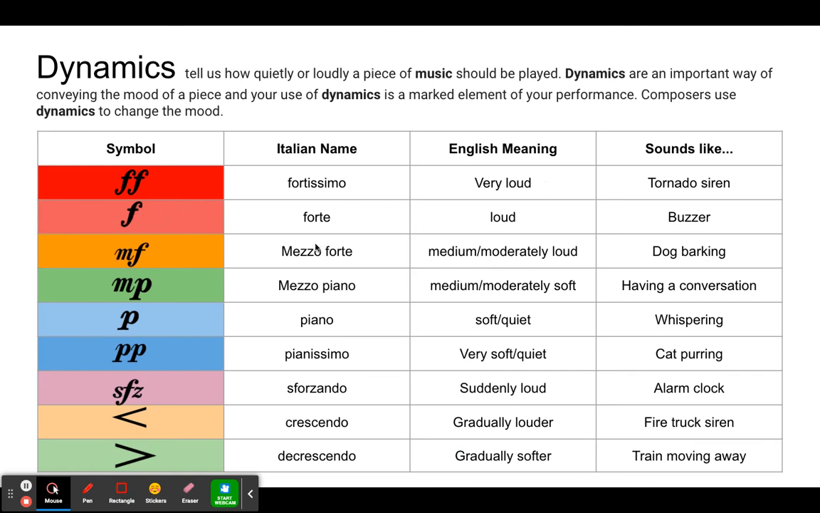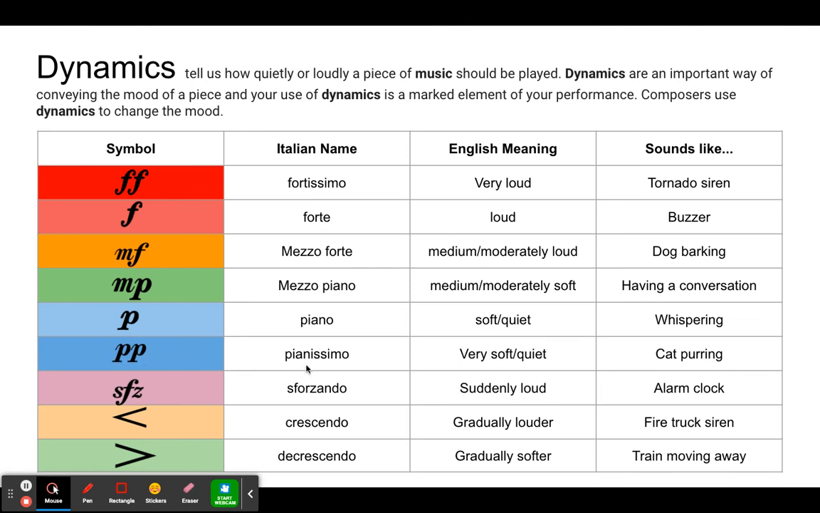Our single F is forte, just means loud. And an example would be a buzzer. MF, mezzo forte, medium or moderately loud. An example would be a dog barking. MP, mezzo piano, medium or moderately soft or quiet. An example would be having a conversation. Our single P, piano, soft or quiet. An example would be whispering.